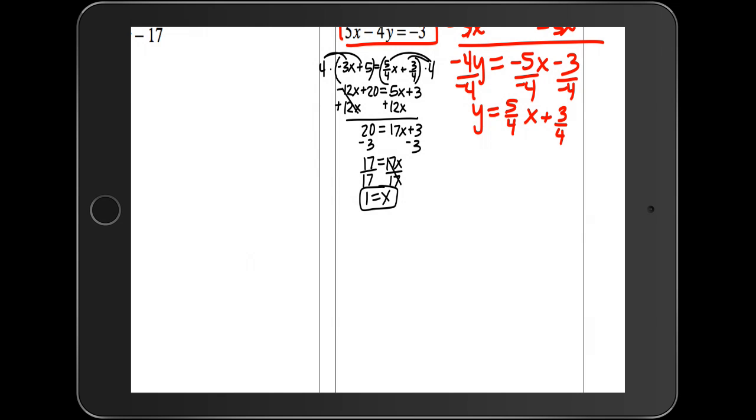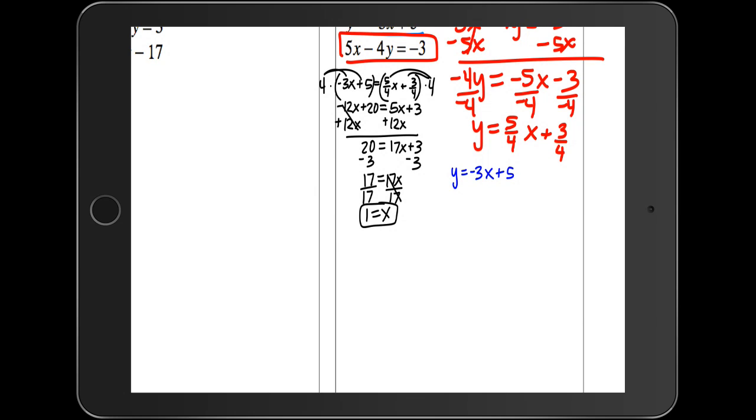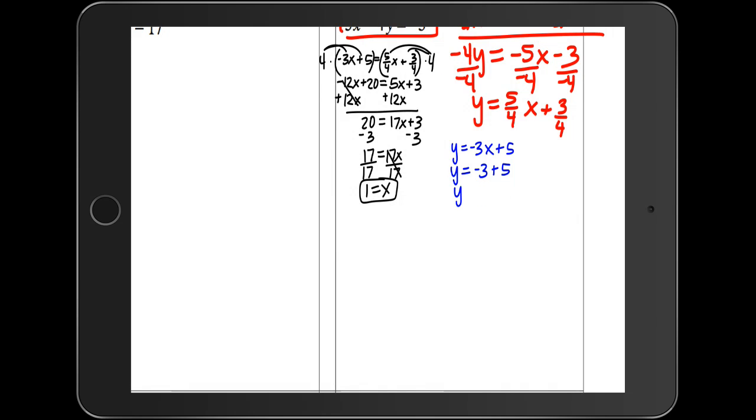The equation I'm plugging it into is y equals negative 3x plus 5. I'm plugging in 1 for x, which means I have y equals negative 3 plus 5. Well, 3 negatives and 5 positives means I have a total of 2 positives. This is the second part of my solution, and now I can write my entire solution as a coordinate pair. So I'm going to be writing 1, 2. That is the solution to this system of equations.